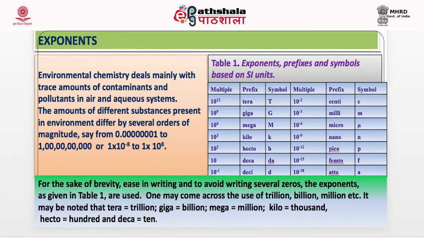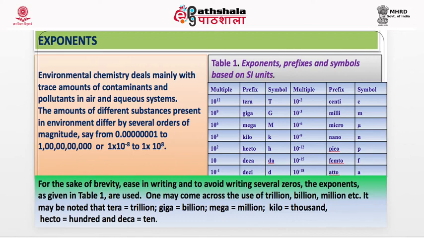This is the table. In this table, the values are given. 10 to the power 12 is tera, the symbol is capital T. 10 to the power 9 is giga, the symbol is G. 10 to the power 6 is mega, the symbol is M. 10 to the power 3 is kilo, the symbol is small k. 10 to the power 2 is hecto, small h, 10 is deca, da, 10 to the power minus 1 is deci, d.